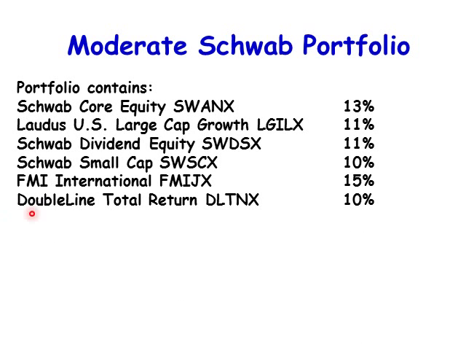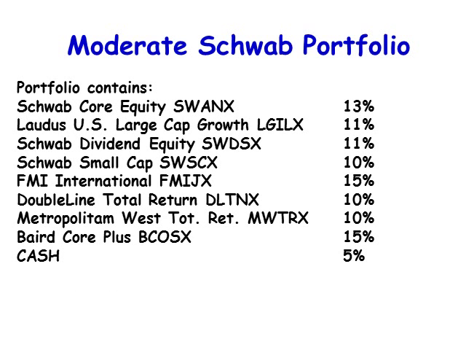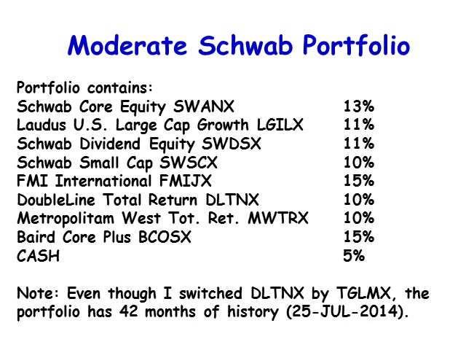And DoubleLine Total Return is 10%, and Metropolitan West Total Return is 10%, and Baird Core Plus is 15%, and cash is 5%. That total adds up to 100%. Okay, let's continue from here.